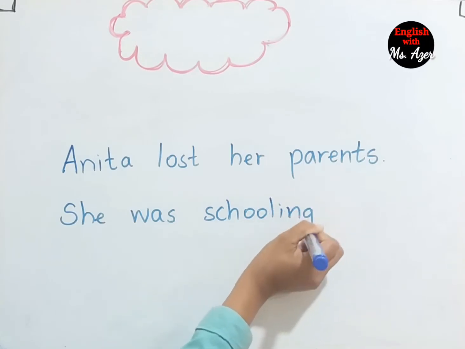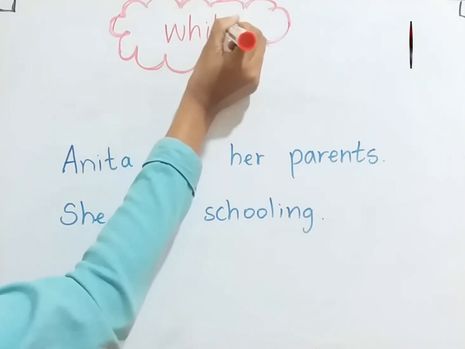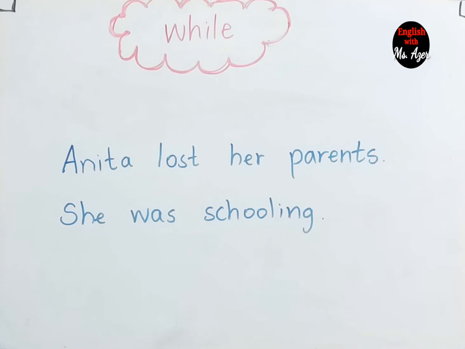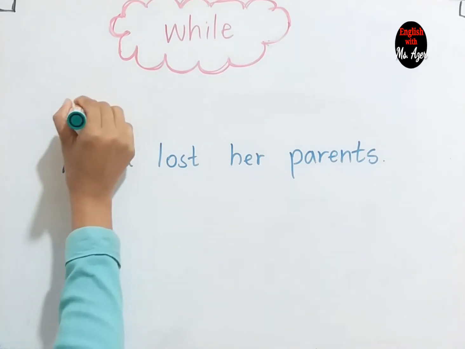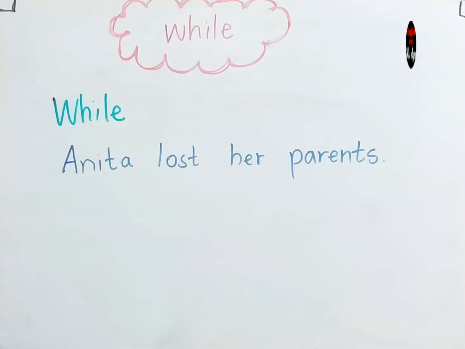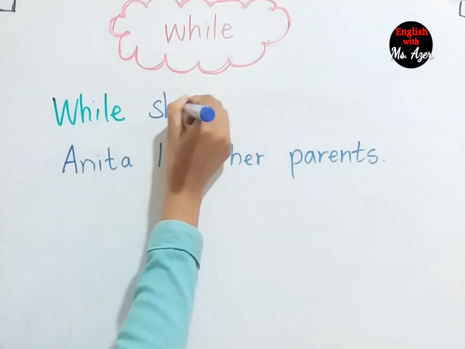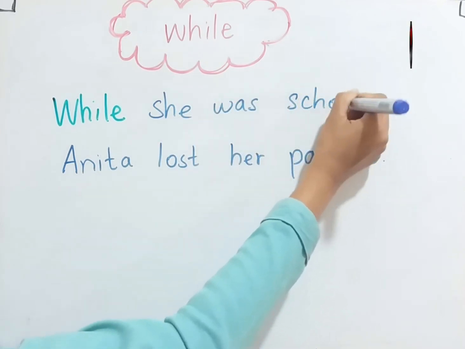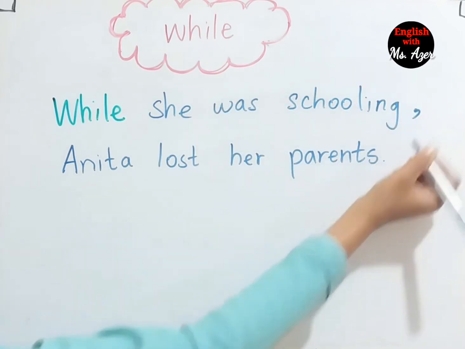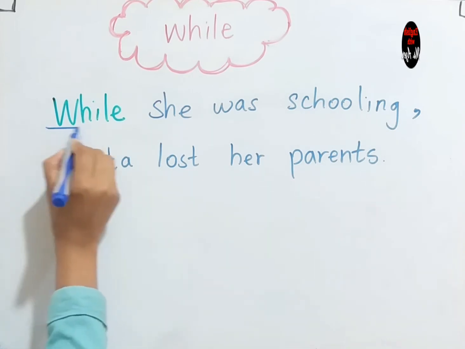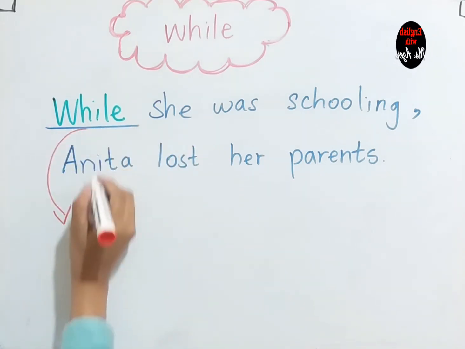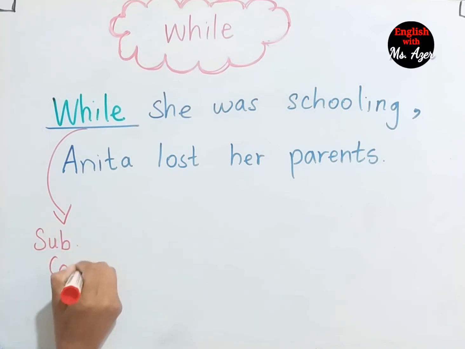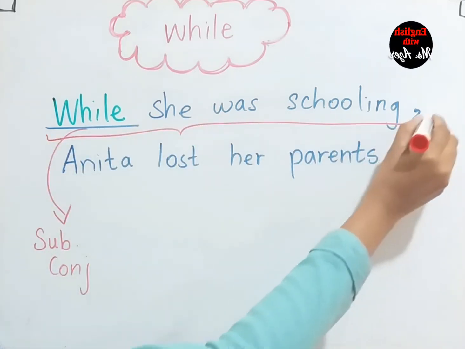Next, look at this situation. Anita lost her parents. She was schooling. When did she lose her parents? It was when she was schooling. Therefore, using the subordinating conjunction while, we can express the idea of when she lost her parents in this way. While she was schooling, Anita lost her parents. While is used as the subordinating conjunction. So, while she was schooling is the subordinate clause.